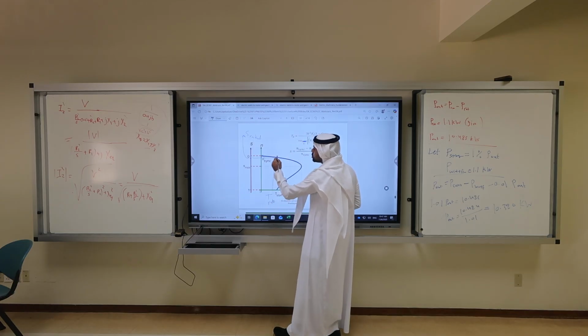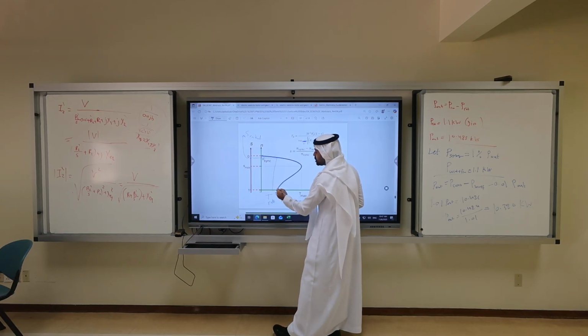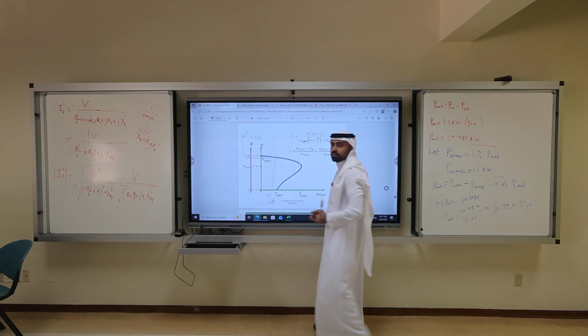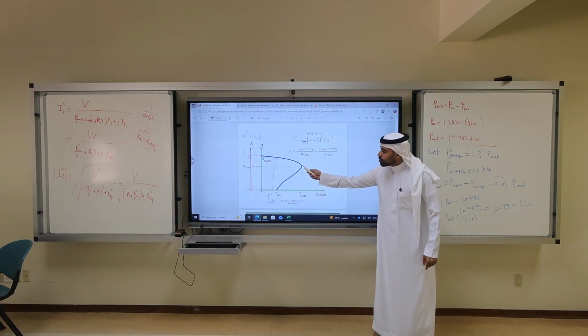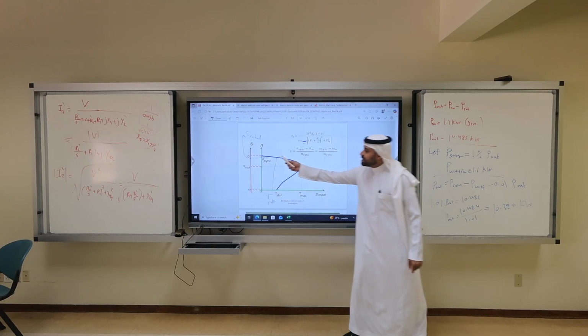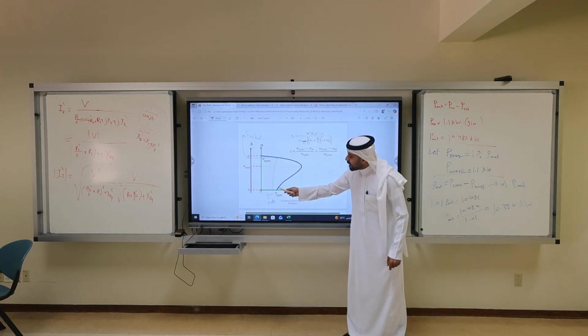Most of the operation should be by design here. You can't get pull out torque or maximum torque every time. You operate here, which is slightly lower, half of starting torque.